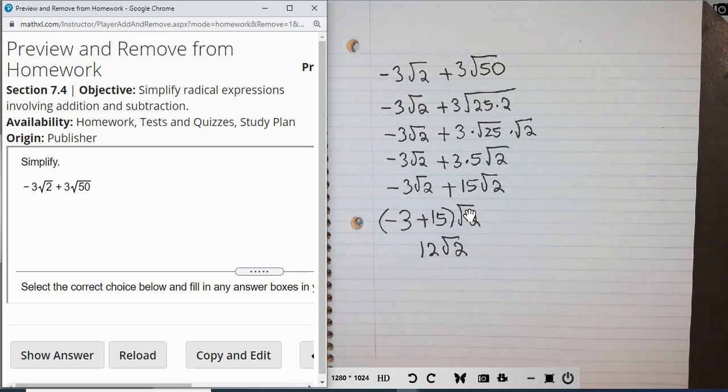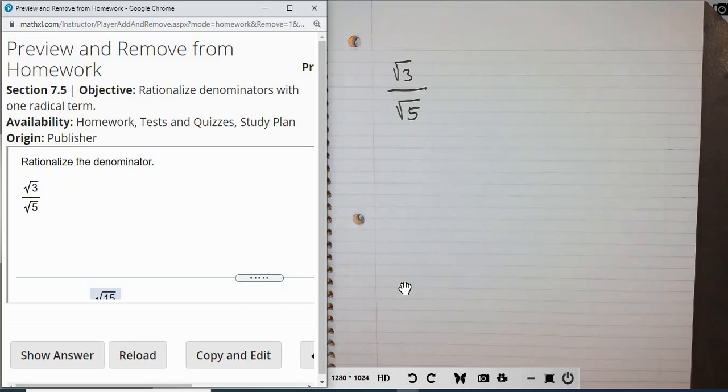This particular step, you could do it mentally. I just included it there to emphasize the concept that we were going for. All right, so the last one on the final exam is actually pretty simple to do. But when you come across it, you may wonder what it's asking you to do. Well, let's just break it down by our objective here. It says rationalize denominators with one radical term. All right, look at our instruction. It says to rationalize the denominator.